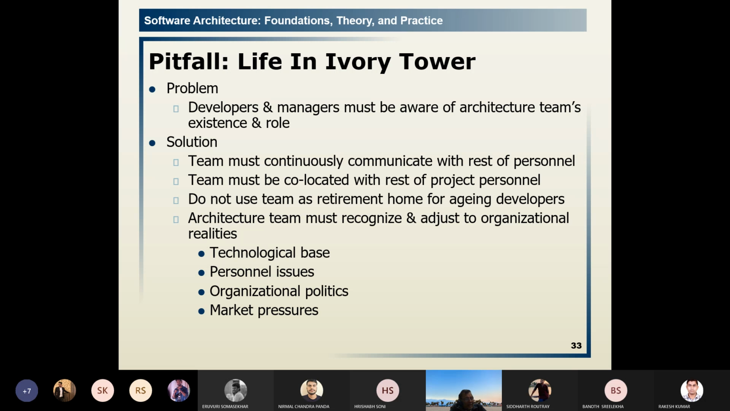Okay. They should assess their technological base, their personal issues, organizational politics, market pressure. Right now, because of Covid, all markets are down. If the architect team expects a lot from the company, it won't be able to provide. So what is the market pressure? They should visualize. They should not stay in the ivory tower.